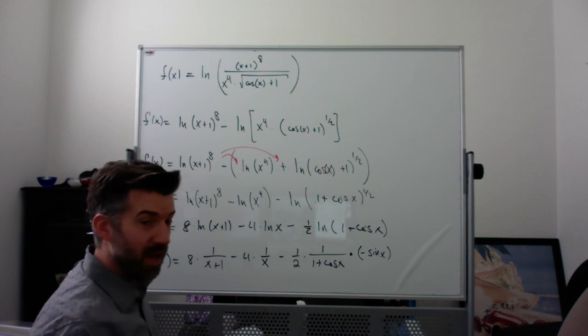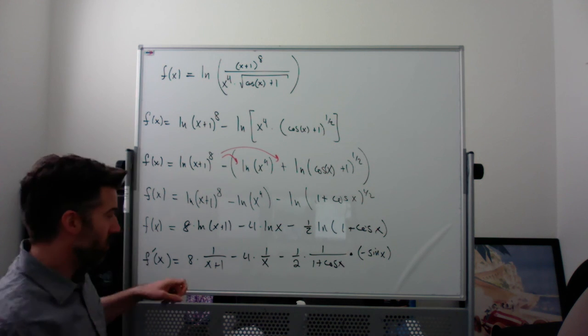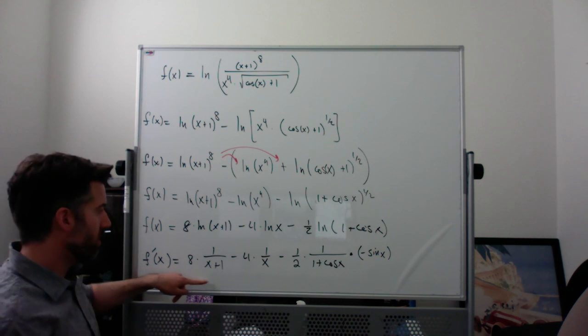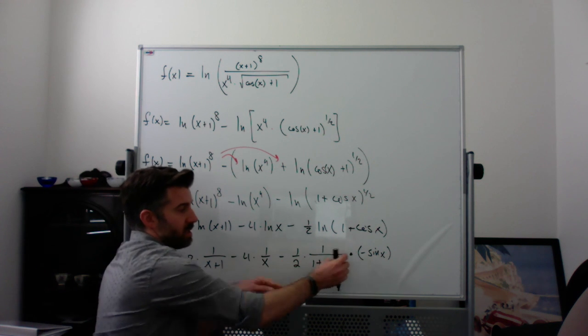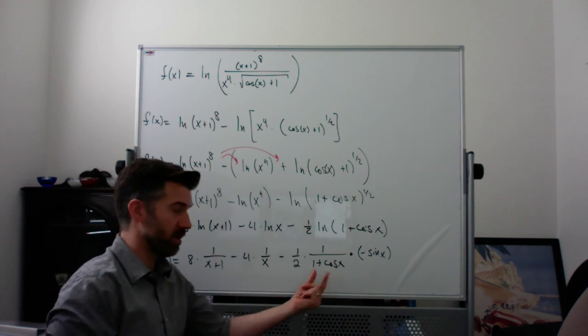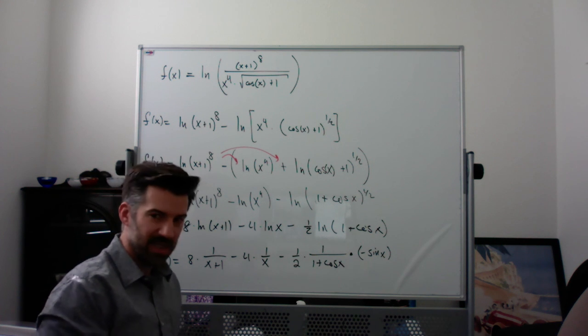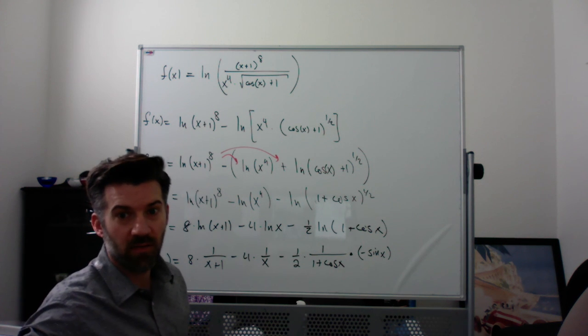I would leave it like that, but some people definitely simplified and wrote it as 8 over x plus 1 minus 4 over x plus sine x over 2 times the quantity 1 plus cosine x. So that's how you do those two problems. I hope this helps clarify some things for you guys.